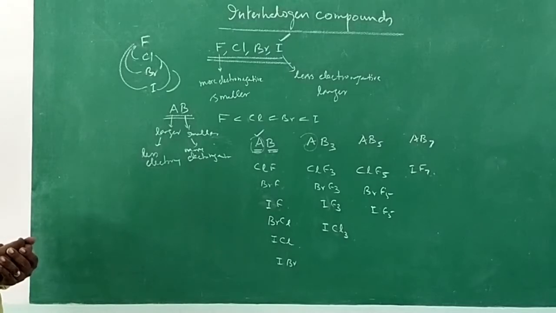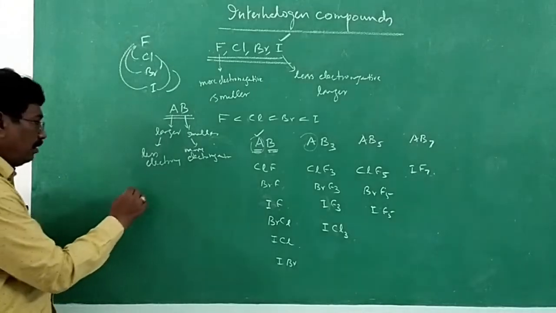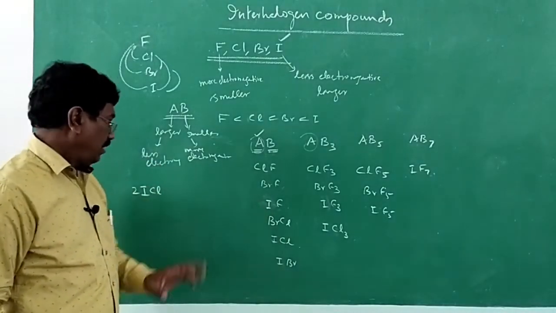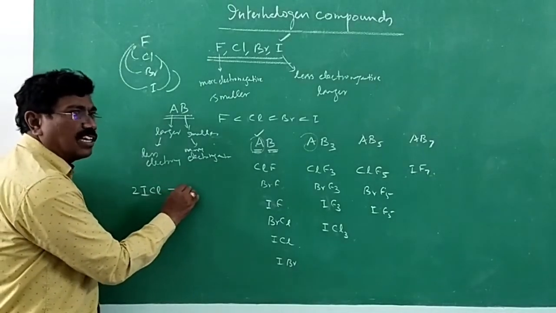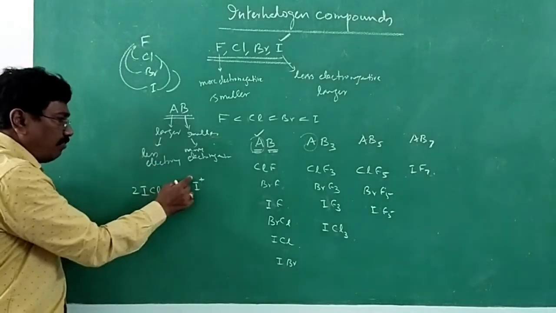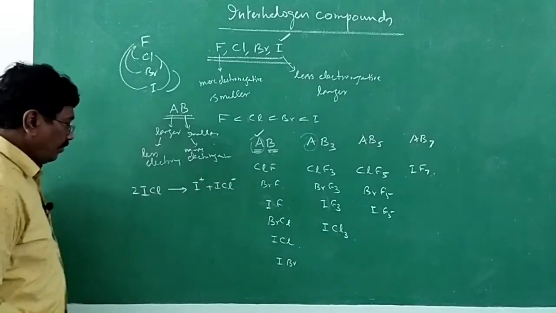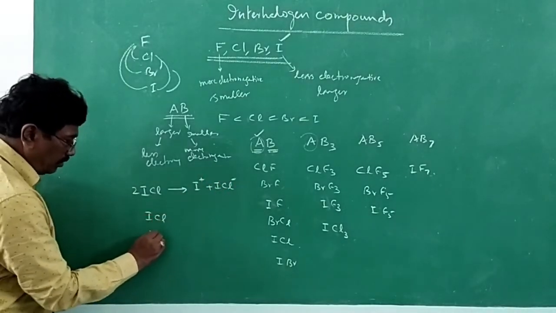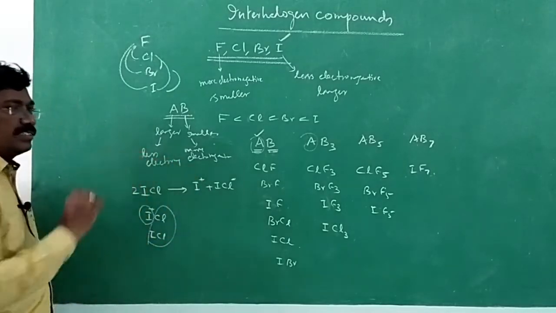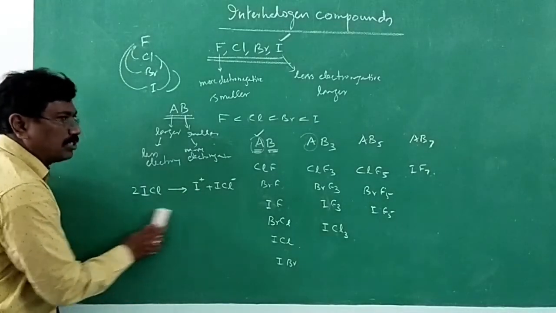All right. Then it can undergo auto-ionization. For example, 2 ICl, iodine chloride. It undergoes auto-ionization. How? I plus, less electronegative, larger, it will form plus, and another one, ICl2 minus. Of the 2 molecules of ICl, only iodine becomes I plus, the rest ICl2 minus. So this sort of ionization is possible with interhalogen compounds, auto-ionization.